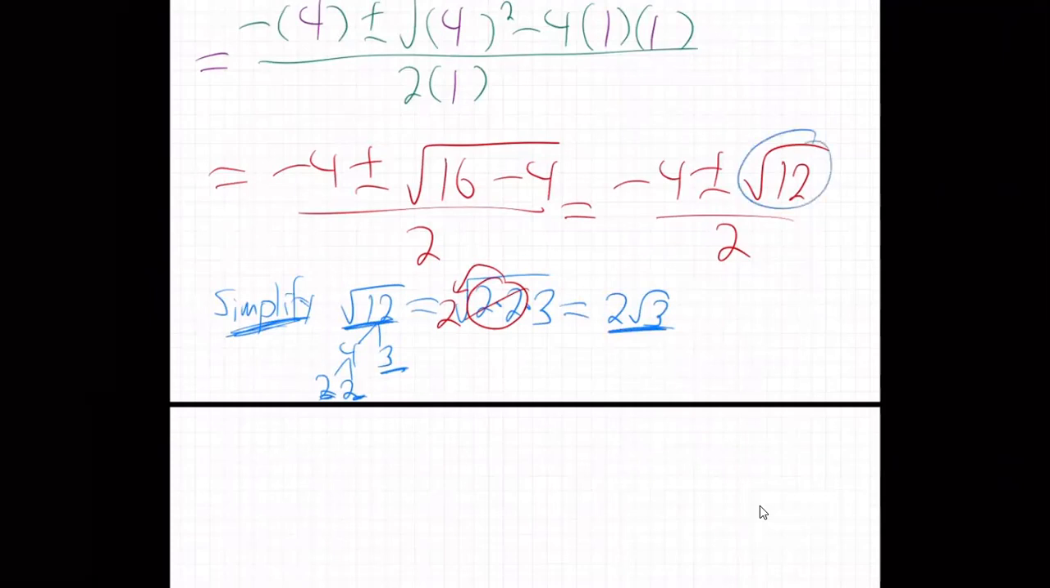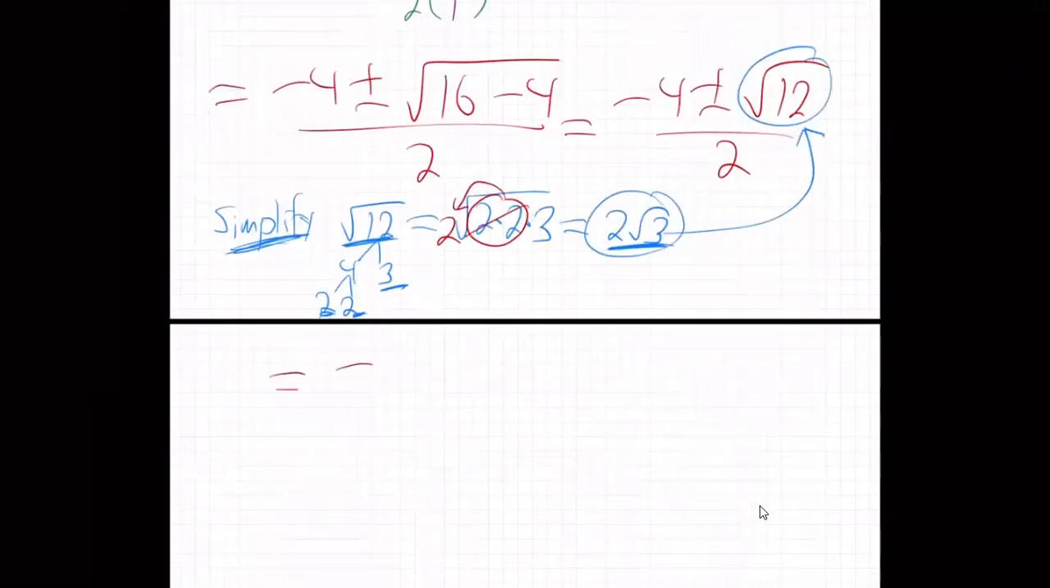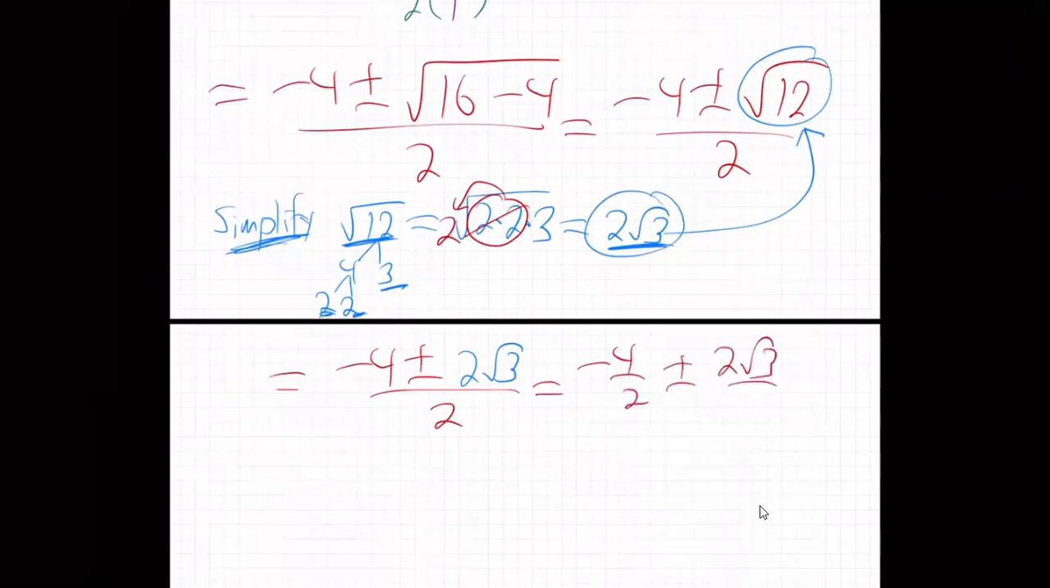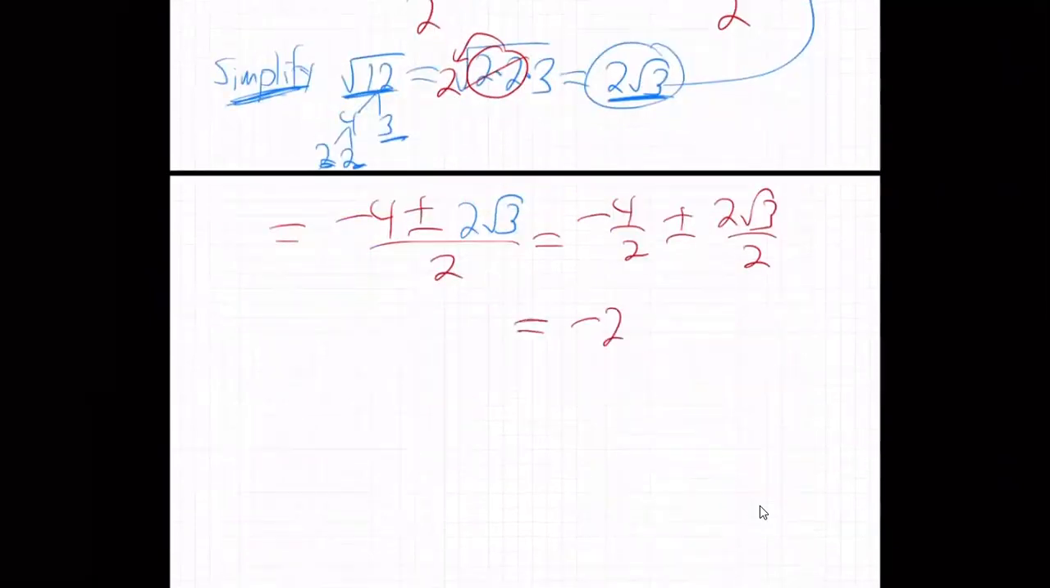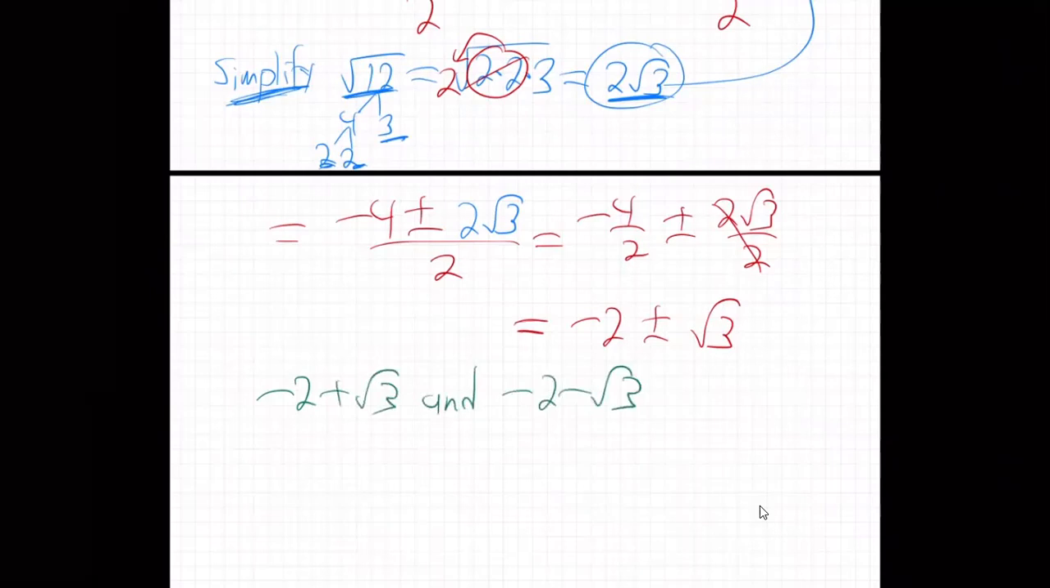So that's going to go right there. So then this equals negative 4 plus or minus 2 root 3 all over 2. And what do we do there? Well, you just divide each of those separately. You go minus 4 over 2 plus or minus 2 root 3 over 2. They're separate terms. And so that's minus 2 plus or minus root 3, since these cancel. So the two answers are minus 2 plus root 3 and minus 2 minus root 3.